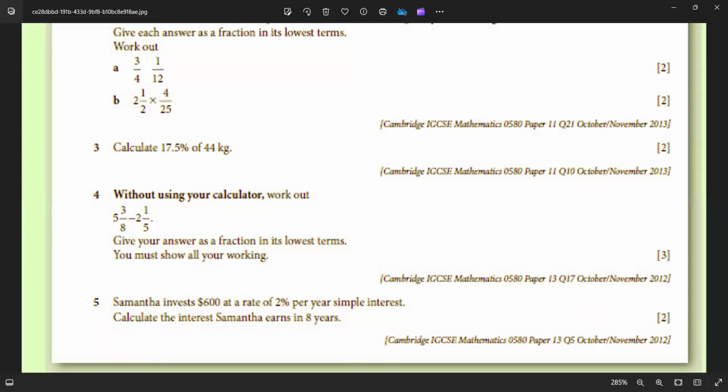Question 6. Show that (1/10) squared plus (2/5) squared equals to 0.17. Then we'll do the square first, so it's 1/10 times 1/10 in bracket plus 2/5 times 2/5. 1 times 1 is 1, 10 times 10 is 100, plus 2 times 2 is 4, 5 times 5 is 25.